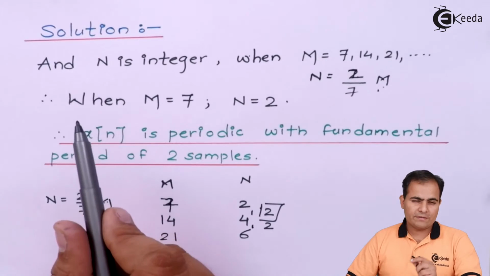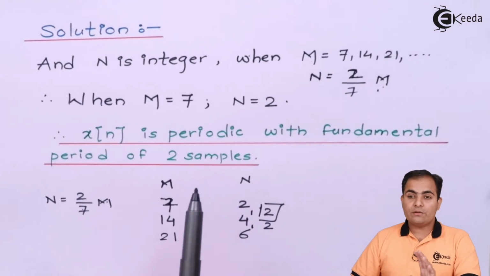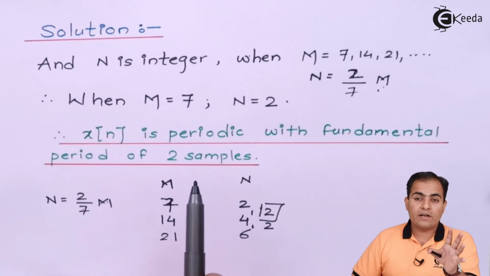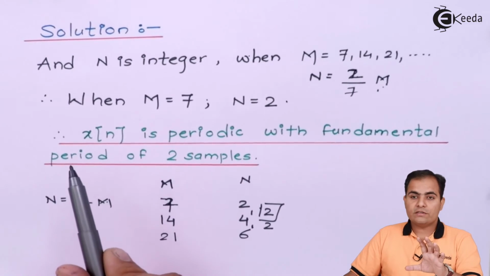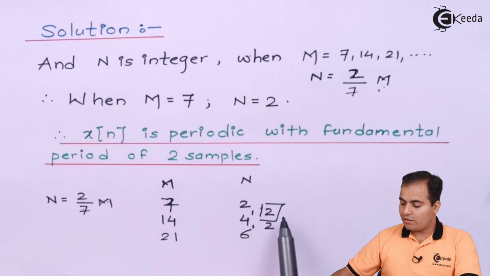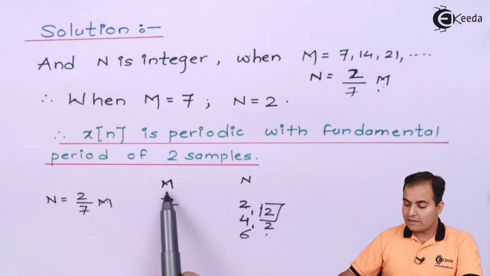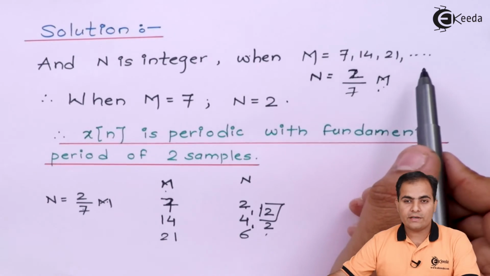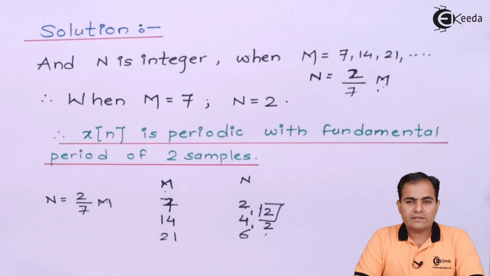So if I simply substitute m equals 7, you get N equals 2. This is the way to find the time period or fundamental period of the given function. So what is the conclusion? This function is periodic with a period of 2, as the N value increases by 2 when I consider m values 7, 14 and 21. This is a different way to find periodicity.